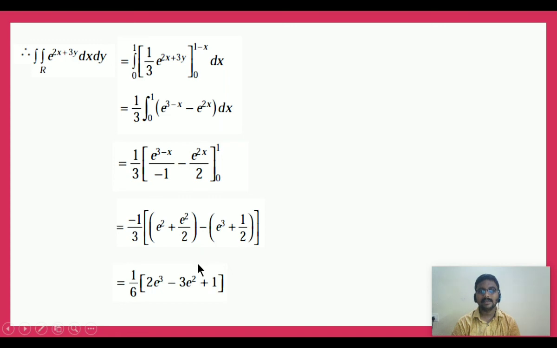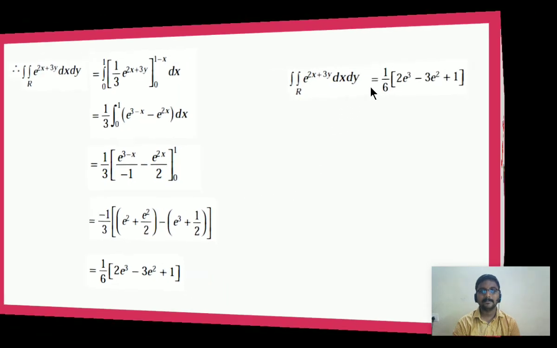So always the double integration or triple integration result must be a constant. So it is the required result.